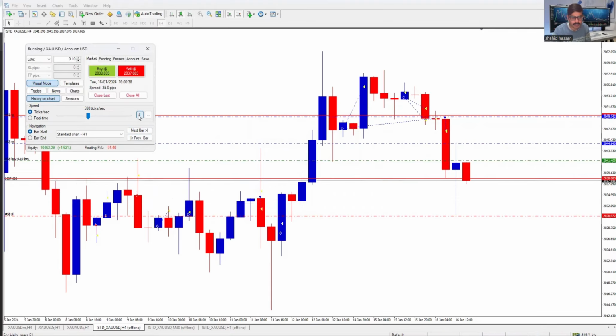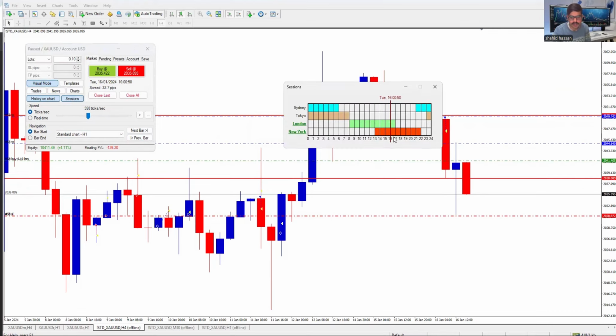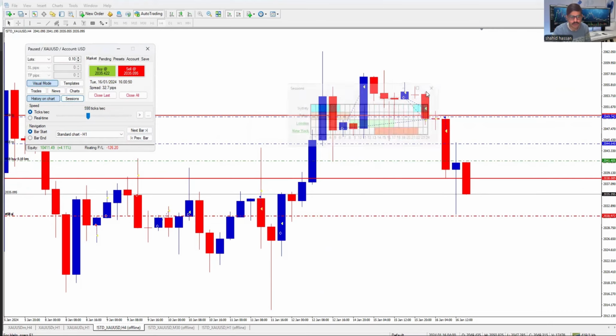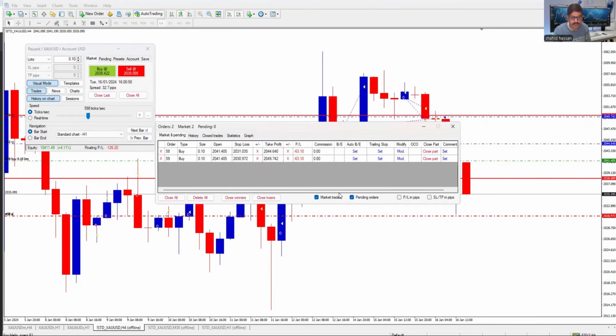There is no setup. Wait a minute. If you see here, there is no setup. We have to wait for the setup. There is no setup in the market. Let's wait here. No, there is no setup.